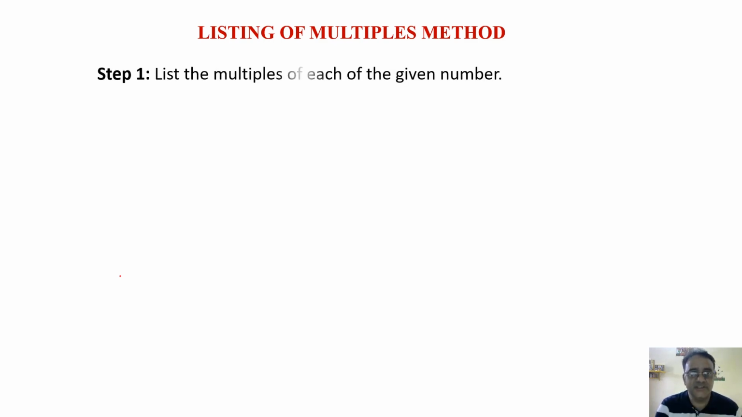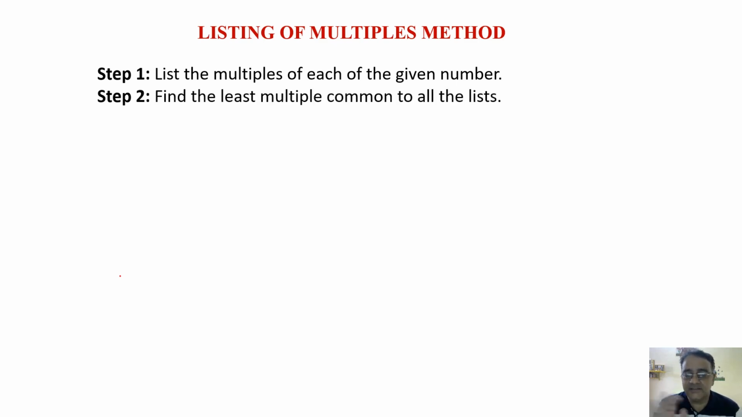Okay, so what steps do you have to follow in this one? Step number 1, we have to list all the multiples of each of the given numbers. Now out of those multiples we have to find the least multiple which is common to all the lists, and that is the required LCM. So this is the method which is useful for small numbers. ठीक है, बड़े numbers के लिए useful नहीं है. So let us see one example.